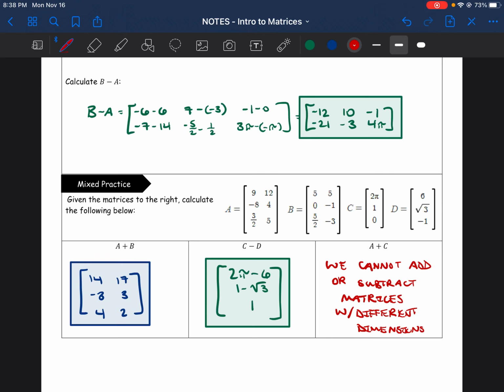All right. Can I add or subtract matrices with different dimensions?